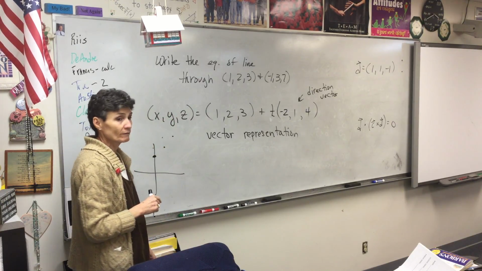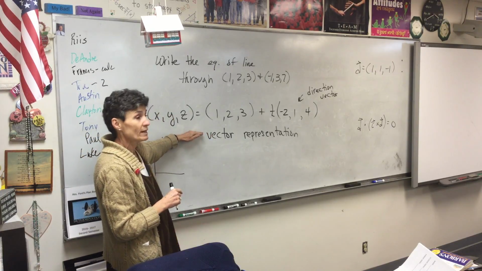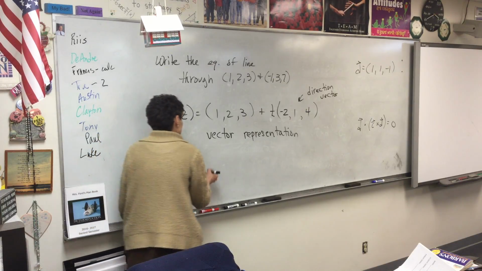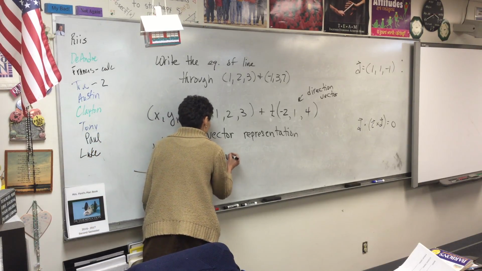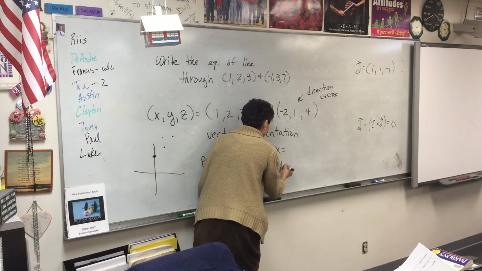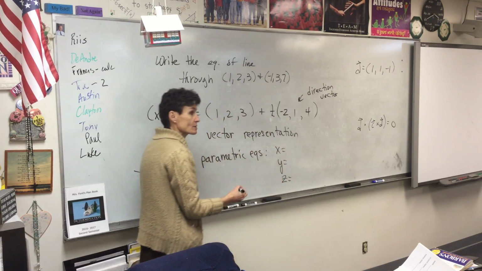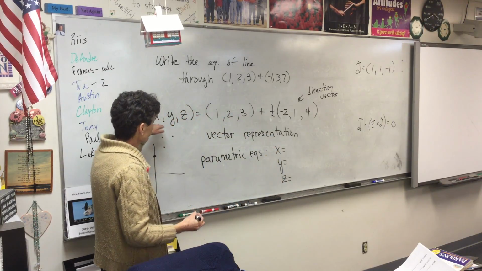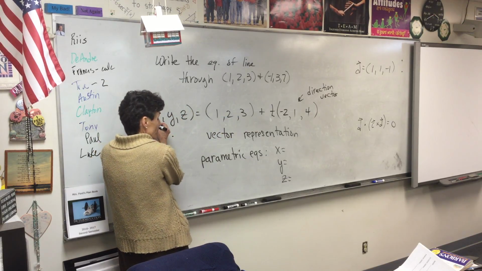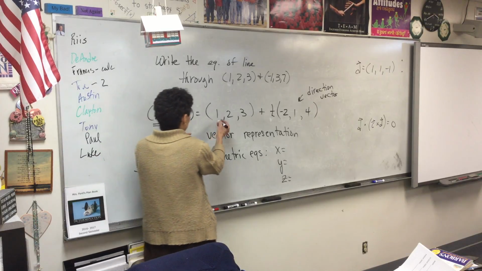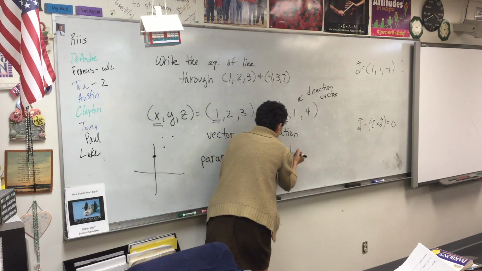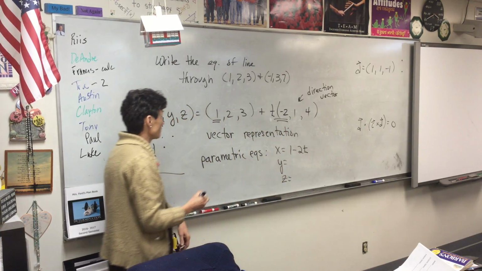When you write the equation of a line in 3 space, one way to do it is with the vector representation. The other way to do it is parametrically. The parametric equations. Now you've seen those before. x equals, y equals, and now z equals. So look at your vector form right here. Look at the beginning of everything. So x equals 1 minus 2t. That's your first parametric equation.